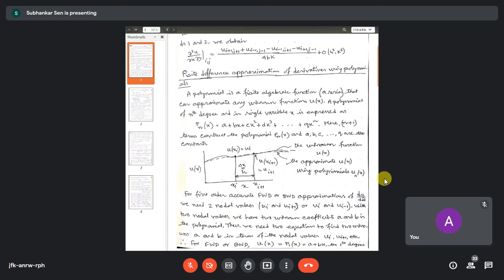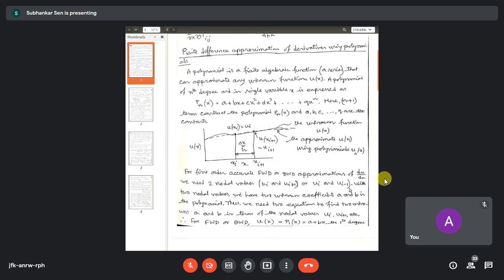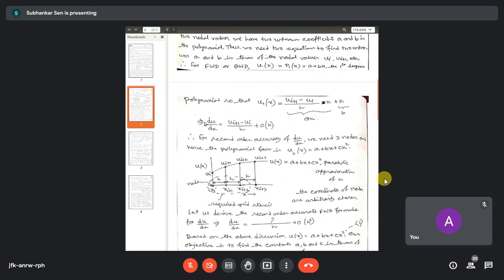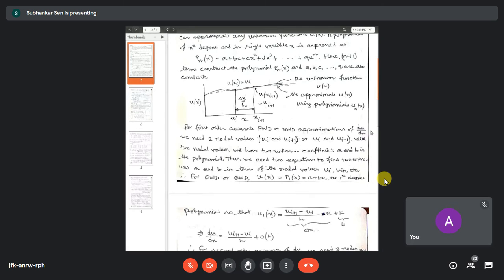Okay, so let us discuss how we select the polynomial, which polynomial we shall use. Let us first go to the first order accuracy forward difference formula. This formula is already first order accurate. We have coefficient terms. These are not coefficient terms, these are the variables, but constant terms. So we have two nodes, i plus 1 and i. It means that for du dx first order accurate, you need two nodes.